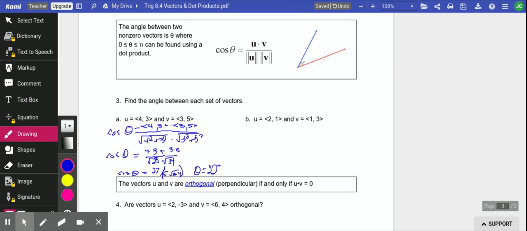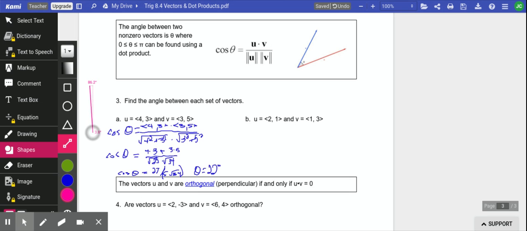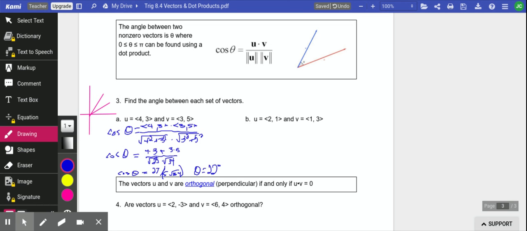All right, and if you wanted to see a picture of that, I guess we didn't draw a picture. Here we go. We have this vector u, which is right 4 and up 3, so maybe it looks like this. And then a vector v that's right 3, that's not super great, and up 5, so maybe something like that. So this angle in between them is 22 degrees. That's what we just found.